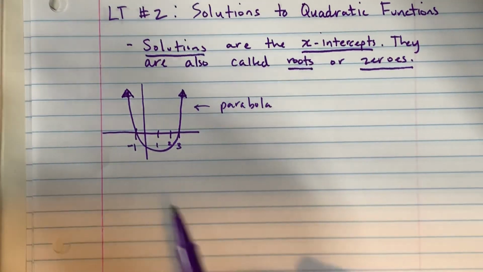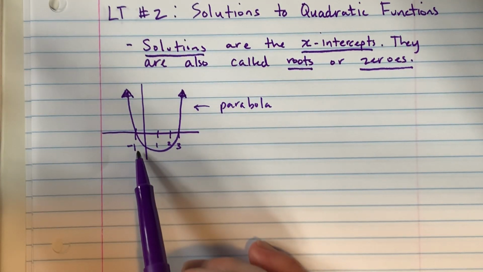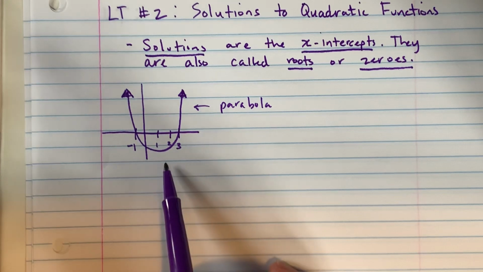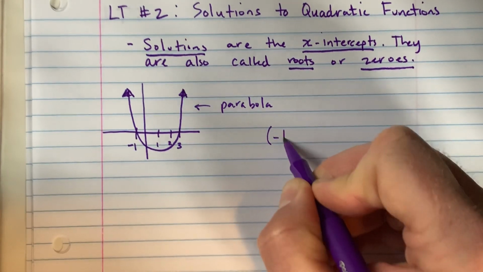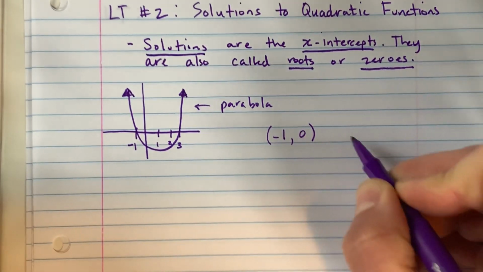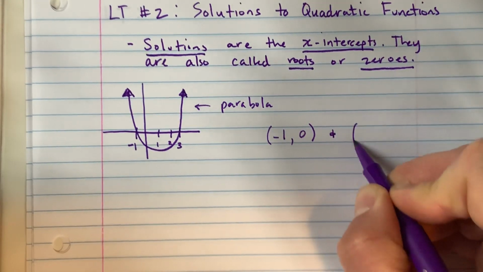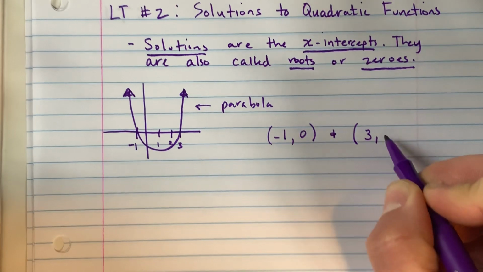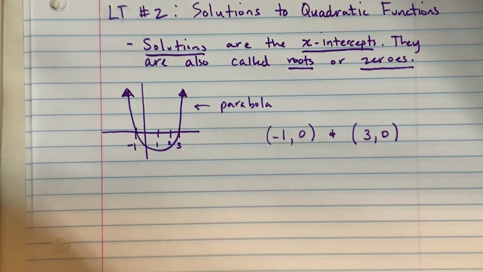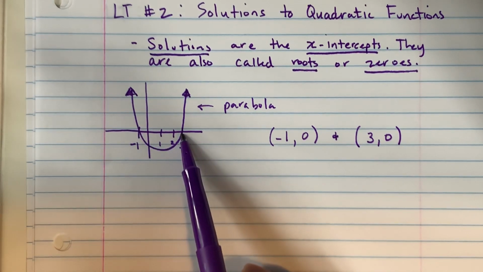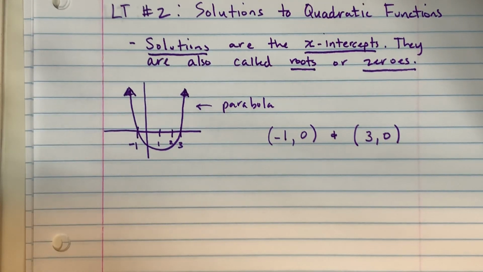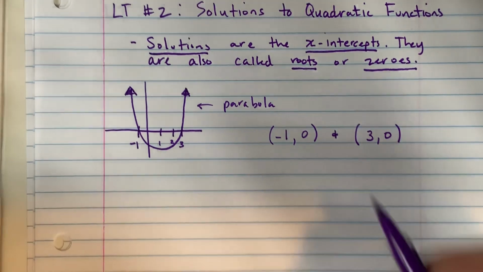All right, we can say this parabola or this quadratic function has 2 solutions. Those solutions would be at the coordinate pair -1, 0 and 3, 0. So those would be where the solutions fall, right? We can see they hit the x-axis here, and this quadratic also hits the x-axis here. So this would have 2 solutions.